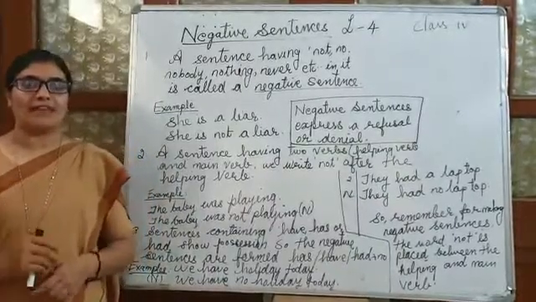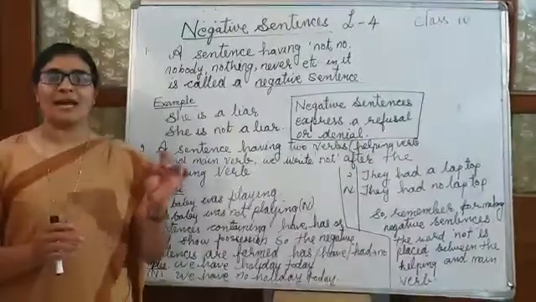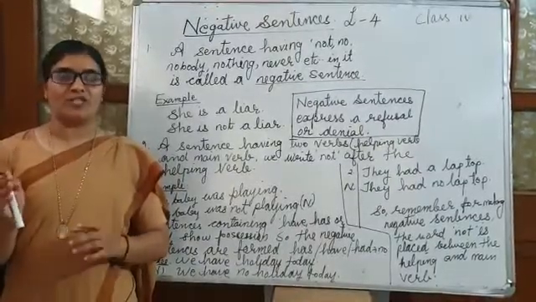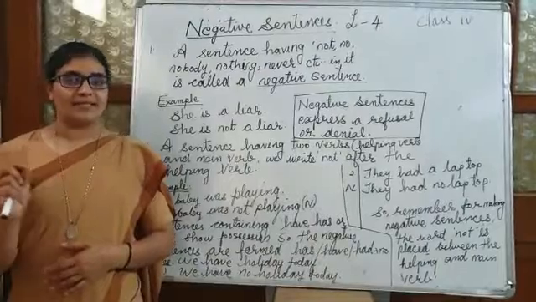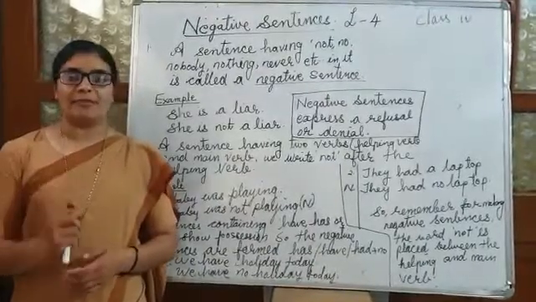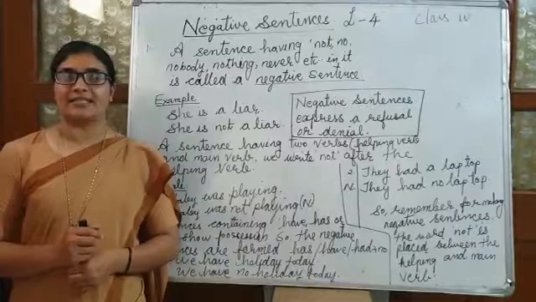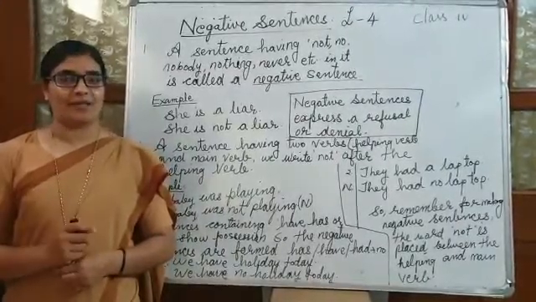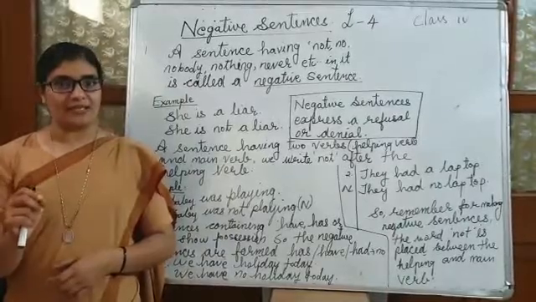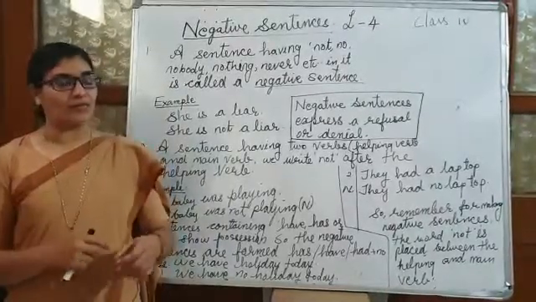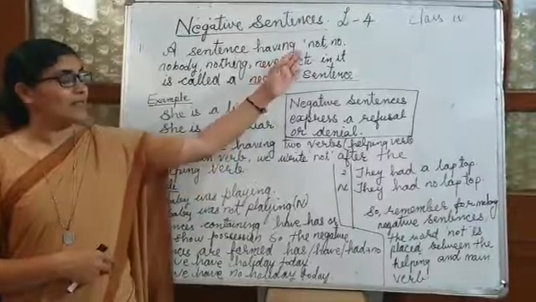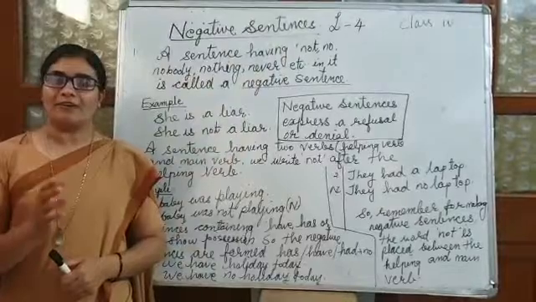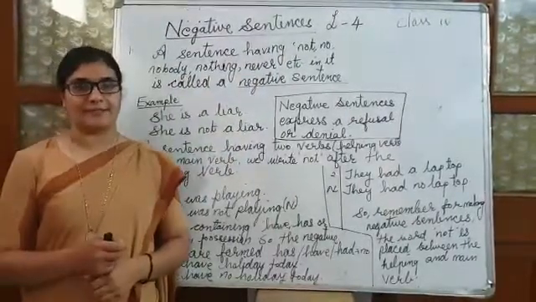And in your book, on the left hand side, you will see affirmative sentences, and on the right side of the page you will see negative sentences. Now what is an affirmative sentence? Affirmative sentences are the positive sentences which we have already learned earlier. In those types of sentences, words like not, no, nobody, nothing will not be there. So those are affirmative sentences or the positive sentences.